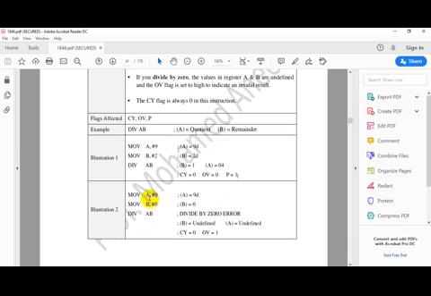In the second example, B contains 0. So since B is 0, this will lead to divide by 0. And what will be in A and B is undefined, and the overflow flag is set.